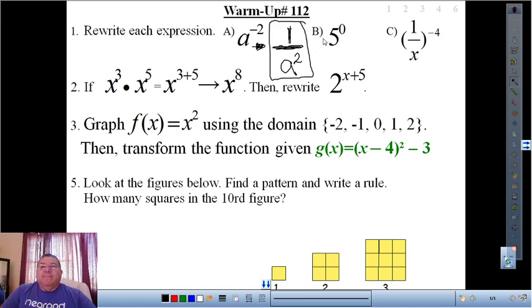All right, how about part B? Part B, we have 5 to the power of 0. And who remembers what anything to the power of 0 is? That's right. This is 1. Anything to the power of 0 is 1.